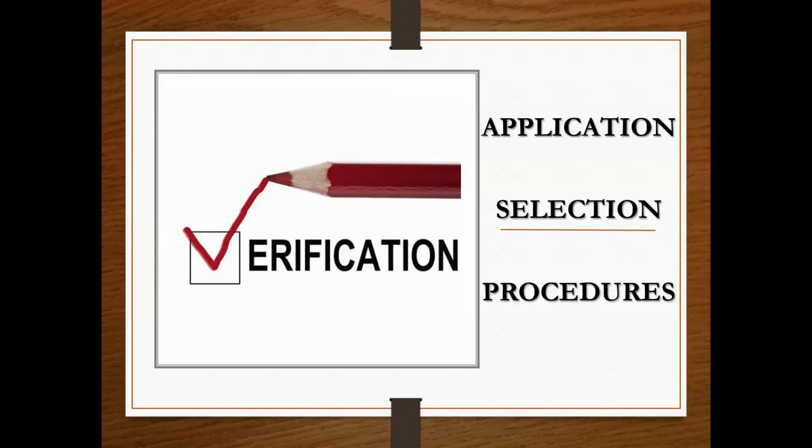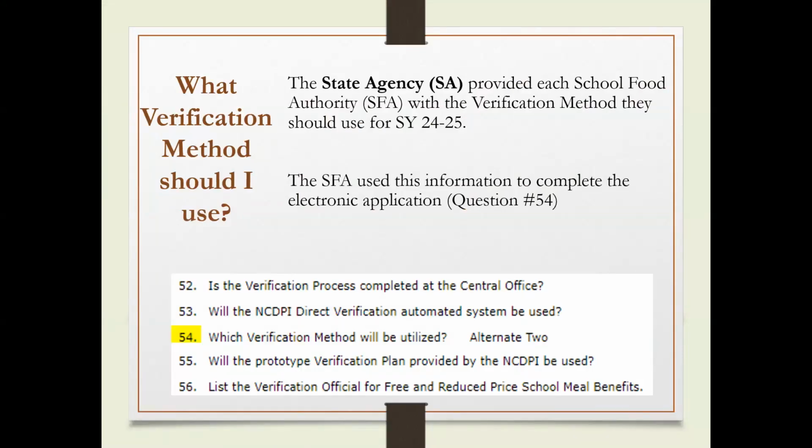All right, so let's talk about application selection procedures. If you want to know which verification method you should use, then you should have received this information from your school nutrition consultant, and it would have been sometime in the spring or early summer, right before you started the annual agreement process. If you were not present during that time, or you're new, or you don't remember, then you can always go into the school nutrition technology system and look under, I do believe this is the SFA application. Scroll down to question 54, and it's going to tell you which method you should be using.